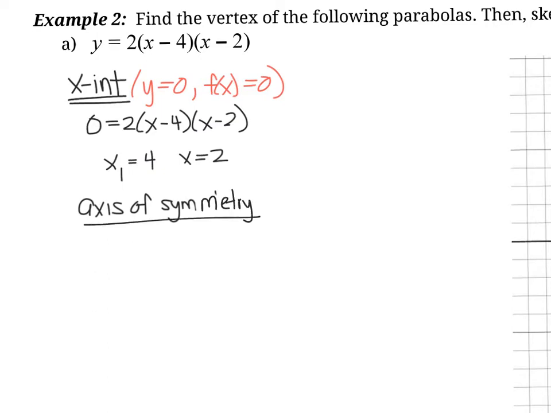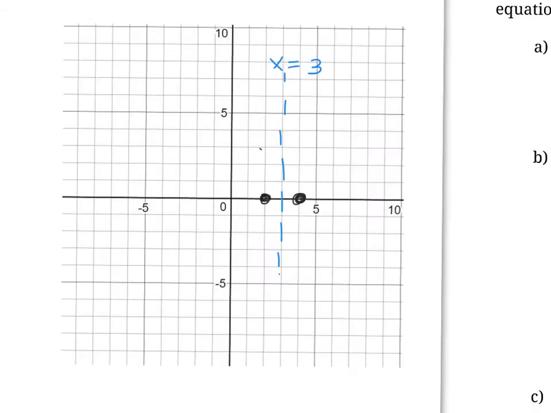Okay, axis of symmetry, so we're just going to add those x values together and divide by 2. So 4 plus 2, divide by 2. 4 plus 2 is 6, divide by 2 is going to be 3. So we know the axis is 3. So here's what it would look like if I sketched it. Again, the sketch is not necessary, it's just to help you visualize what we're finding. So we know the vertex has to lie somewhere on this line. The question is, where is it?